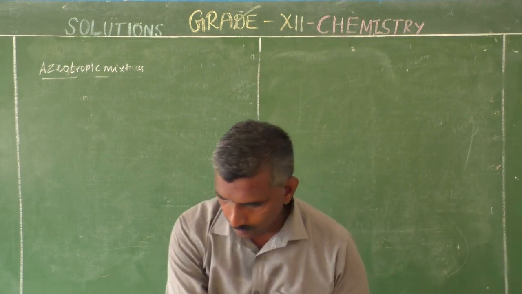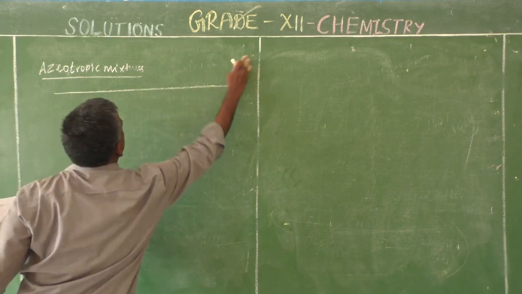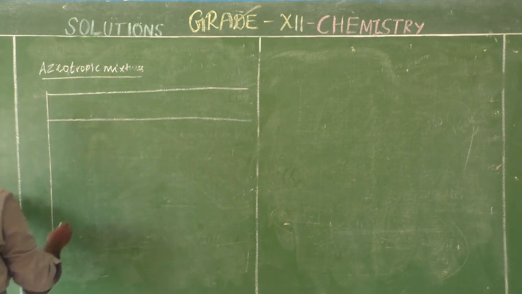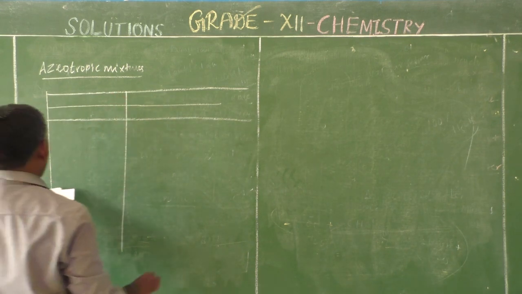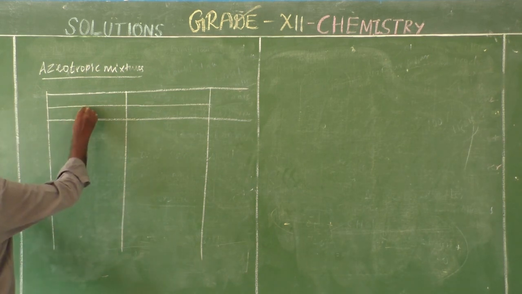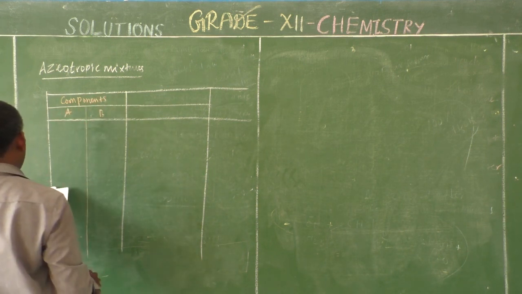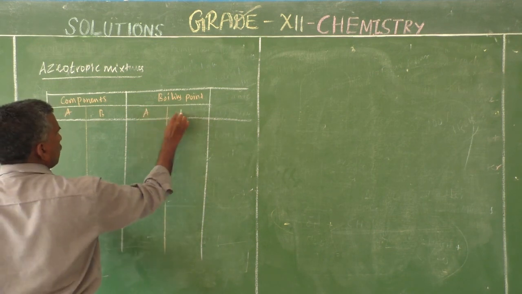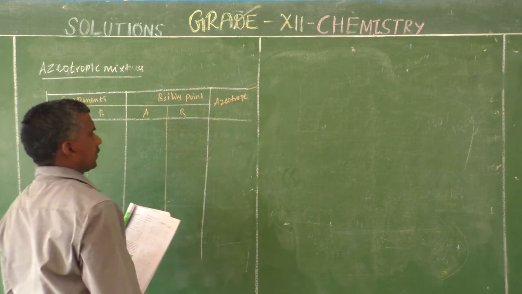There are some examples of azeotropic mixtures in this table, which is not in the textbook. This is the component, boiling point, and azeotropic boiling point. Components A and B make a binary solution: component A boiling point, component B boiling point, and azeotropic boiling point.